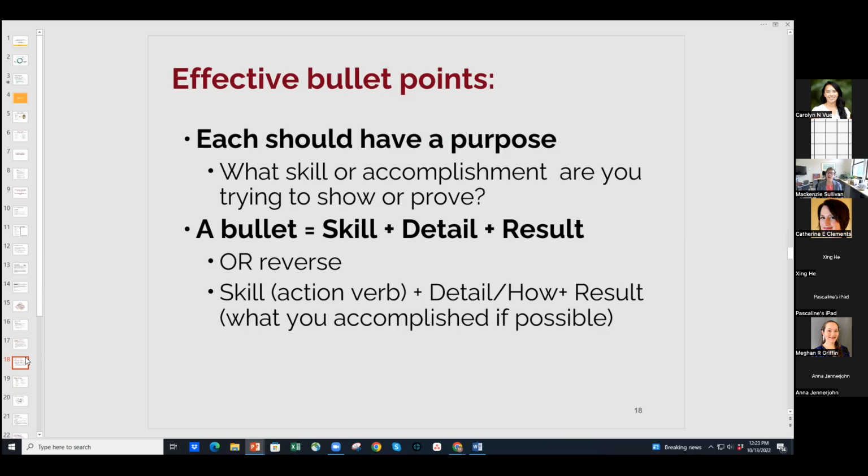And so you want to think about, when you're writing a bullet point, what skill, going back to the job description, or what experience, what are you trying to prove to that person? What are you trying to showcase? If you're trying to showcase that you are a good instructor, trainer, right, you're an effective communicator in front of a group of people, you write your bullet point around that. So think about what you're trying to accomplish with your bullet point. A bullet point in general is a skill. Here's the thing that I'm doing. Here's the details of that. And here's what came out of that.